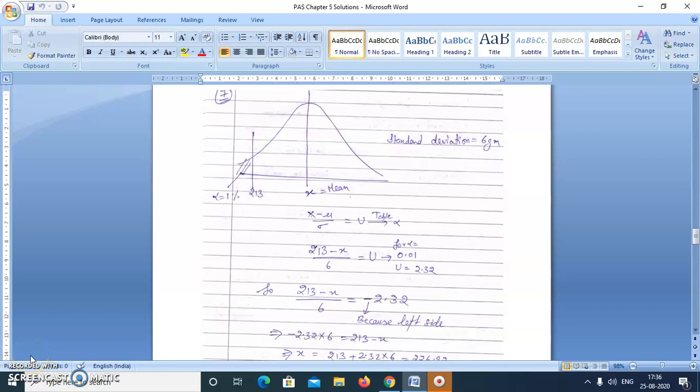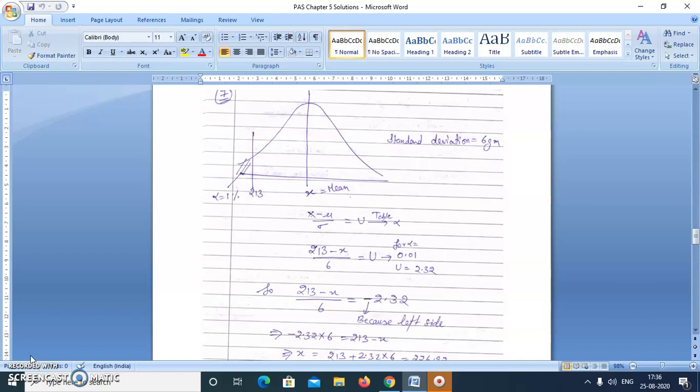Good morning, students. So, we'll continue today chapter number 5, that is problems based on standard probability distribution. In the last class, we have done problems up to 6, and today we'll continue from question number 7. So, we'll try to understand this question.